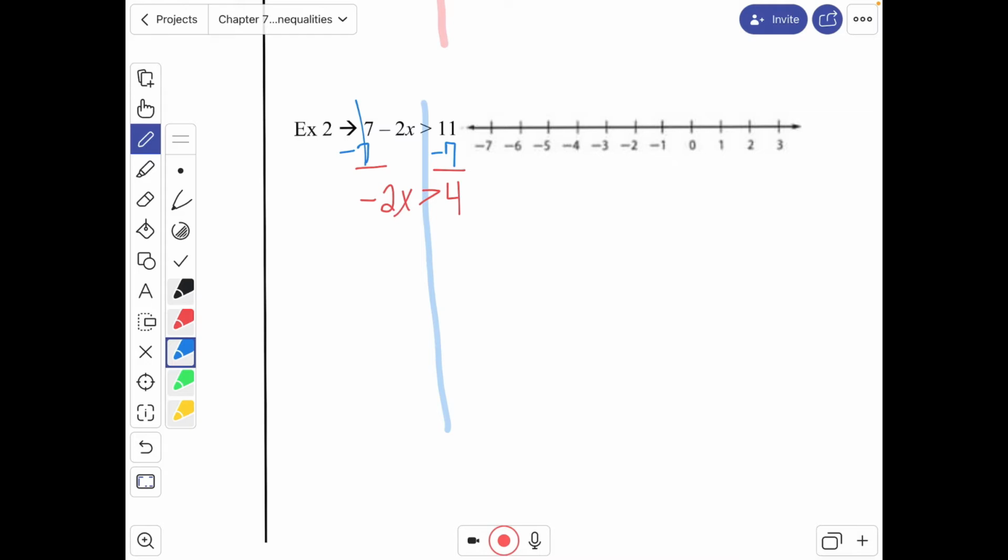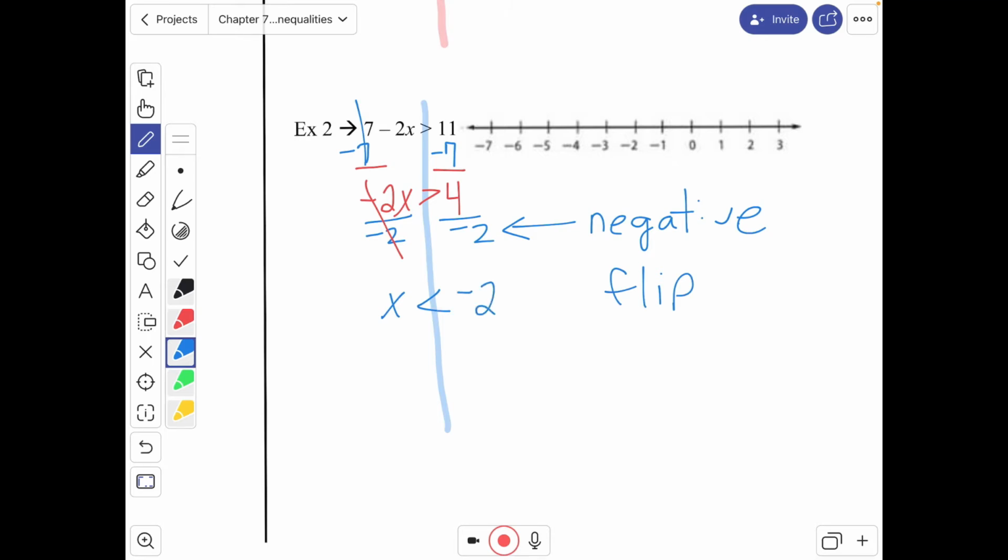Then we want to undo the multiplying by negative 2. So the opposite of multiplying by negative 2 is dividing by negative 2, which makes the 2's cancel. X comes straight down. But remember, if you divide by a negative, you have to flip the sign. So now the alligator's going the other direction. 4 divided by negative 2 makes negative 2.